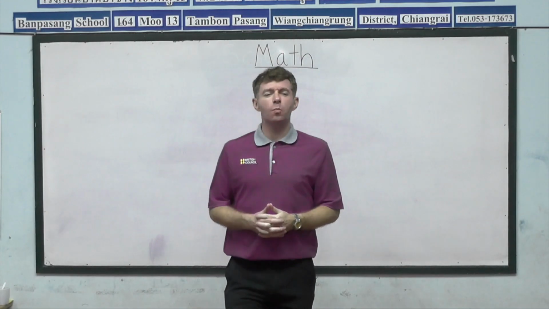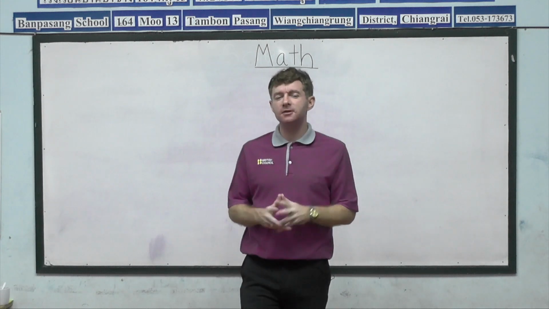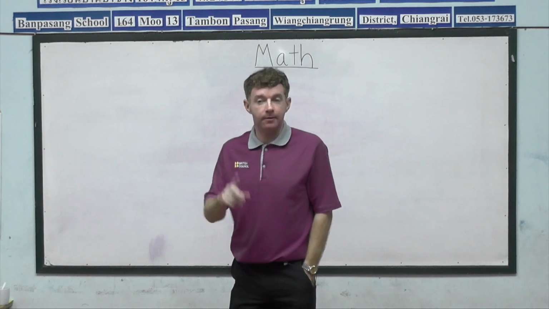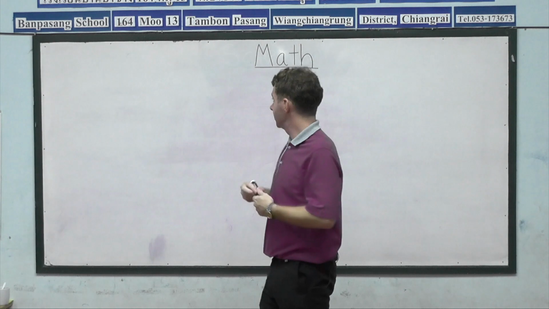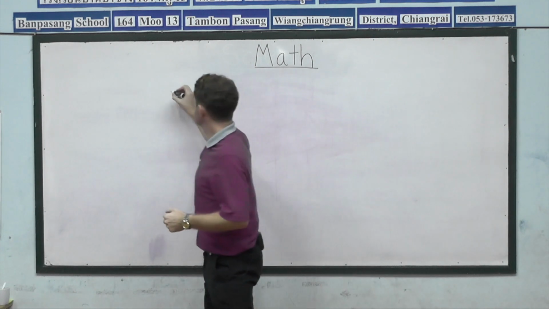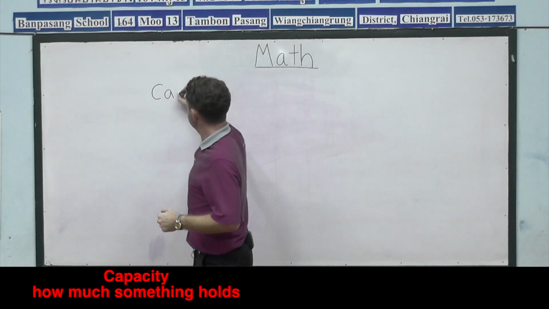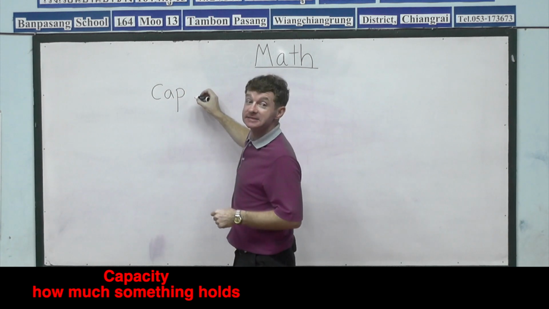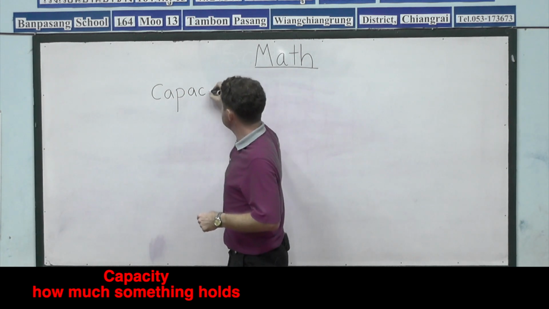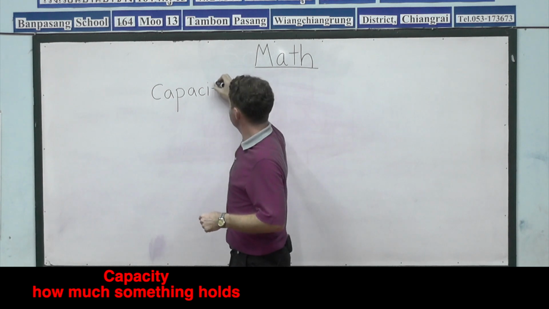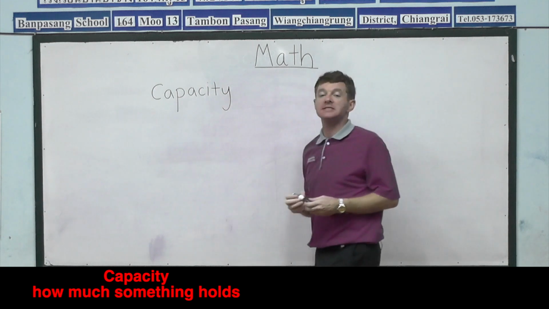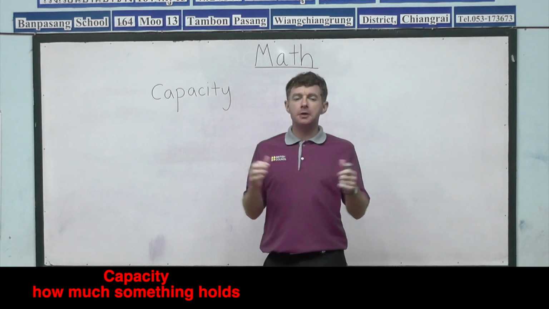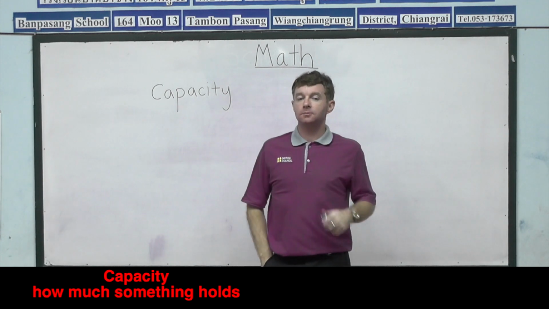Can anybody remember what we learnt about in the previous math lesson? There were 2 words. Capacity was 1. Okay, first of all, we'll stay with capacity. Does anybody remember how we spell it? C-A-P-A-C-I-T-Y. Capacity. Does anybody remember what capacity means?